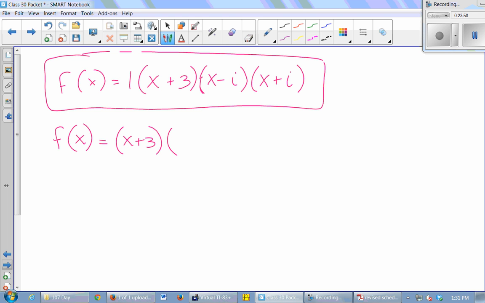X squared minus i squared. So first, x squared plus ix minus ix, those cancel, and then minus i squared. But i squared is really -1, so this says x squared minus -1, which is x squared plus 1.